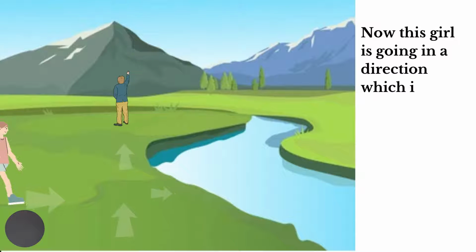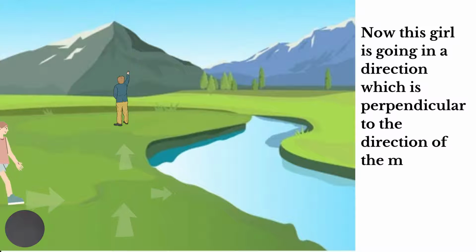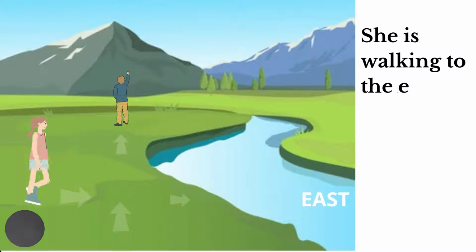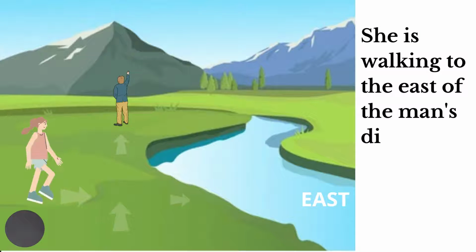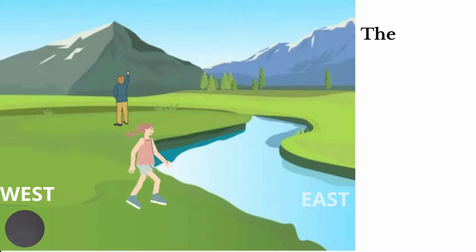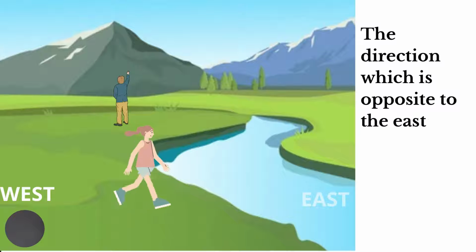Now, this girl is going in a direction which is perpendicular or at right angles to the direction that the man is traveling. In other words, she is walking to the east of the man's direction. The direction which is opposite to the east is called west.